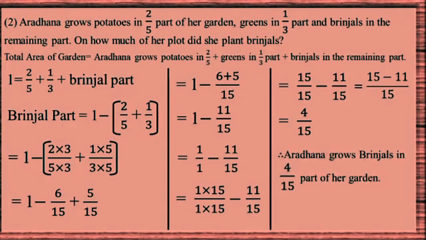15 will stay as it is, as it's the denominator. 6 plus 5 is equal to 11. Now the expression is 1 minus 11 upon 15. Let us make the denominators equal by multiplying 1 by 15. So 1 multiplied by 15 upon 1 multiplied by 15 gives 15 upon 15 minus 11 upon 15. 15 minus 11 upon 15. Answer is 4 upon 15. So Aradhana grows brinjals in 4 upon 15 part of her garden.